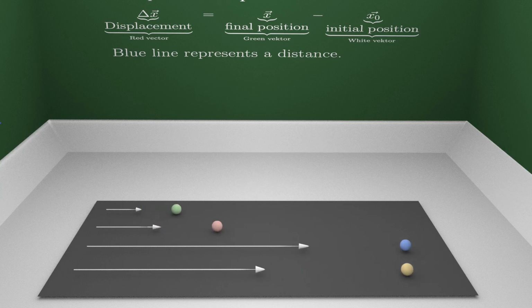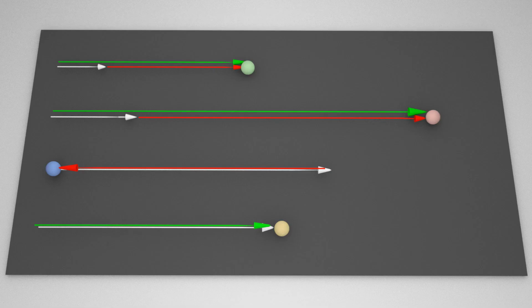Again, we need to know the time dependence of the position of the particle. Then what to do? Well, first of all, we need to determine the position of a particle at the beginning of the motion and the position of the particle at the end of the motion. The position of the particle at the beginning of the motion is determined by the white vector. With the green vector, we will denote the position of the particle in the final position.